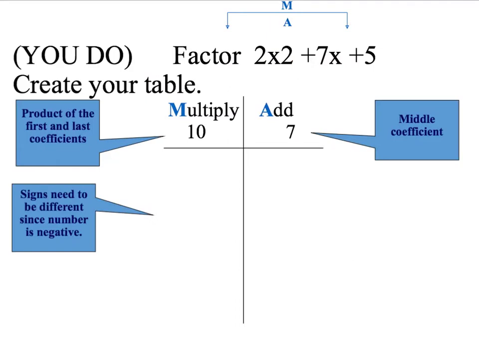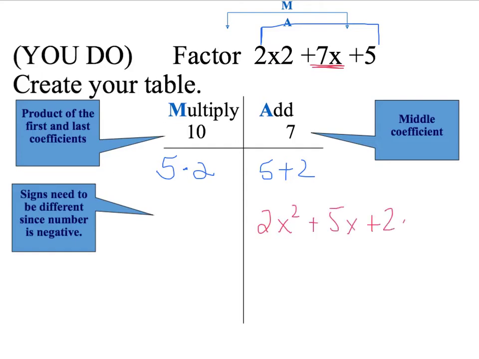Okay, so let's pause the video for a moment and I'd like you to try this one on your own. Okay, so here for this one we have two numbers that multiply to 5 times 2, which is 10, and add up to 7. Okay, so right when I think about 10, I think of 5 times 2, and then 5 plus 2 is going to be equal to 7. So what I'm going to do is break apart this 7x into 5x plus 2x. So 2x squared plus 5x plus 2x.